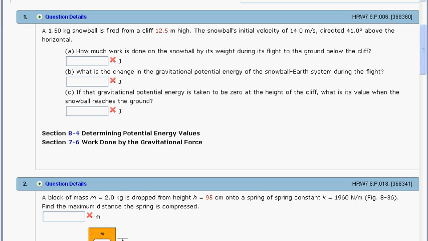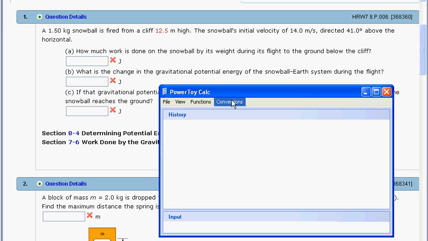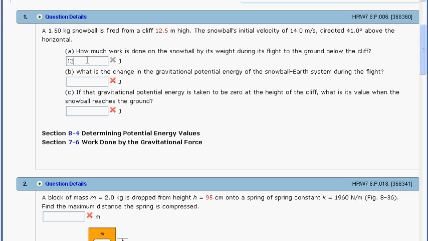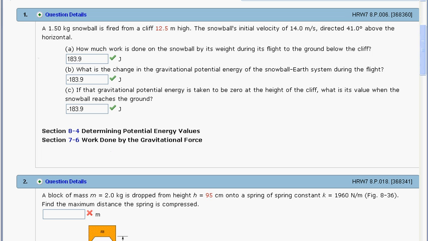And mgh, let me pull out the old calculator: the mass of 1.5 kilograms, and that is a huge snowball. I don't care what anyone says. Okay, mass times 9.81 for g times the height of the cliff, which is 12.5. So my answer should be 183.9. And then the change in gravitational energy would be the negative of that, negative 183.9. And then the final, since we started at 0, the final would be negative 183.9. And let's just see, and yep, sure enough, those are all correct. Bada boom.